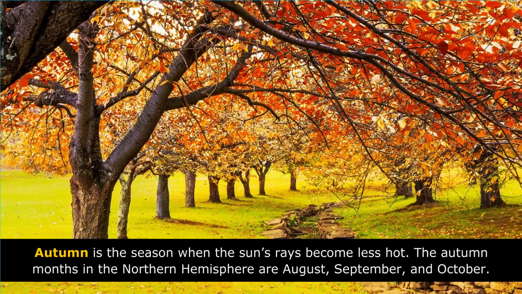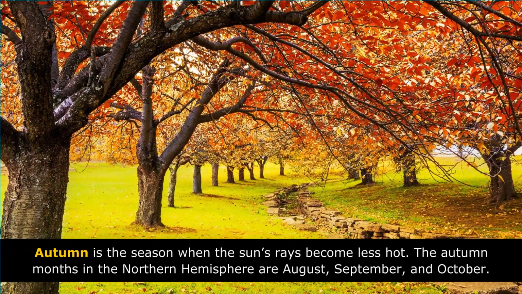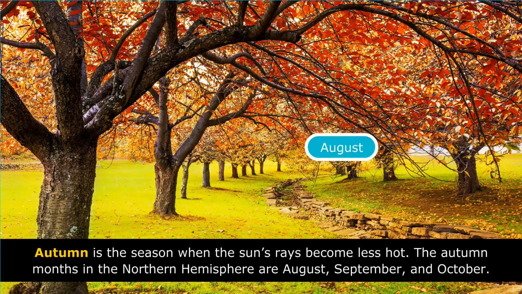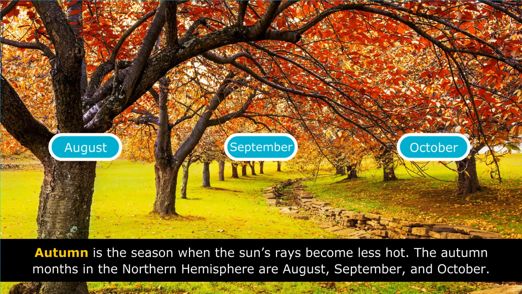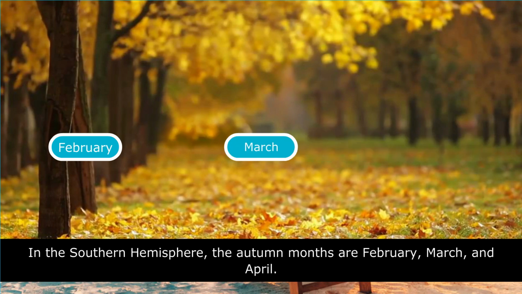Autumn is the season when the sun's rays become less hot. The autumn months in the northern hemisphere are August, September, and October. In the southern hemisphere, the autumn months are February, March, and April.